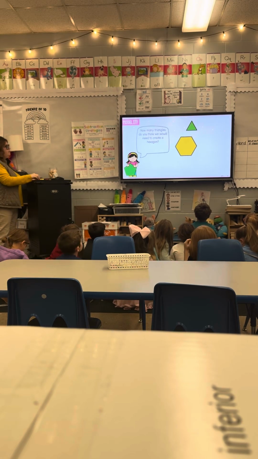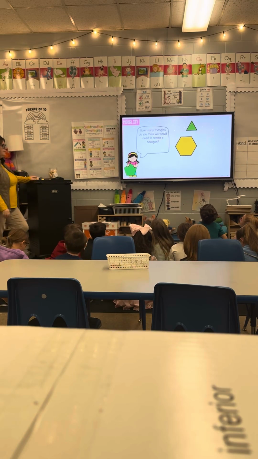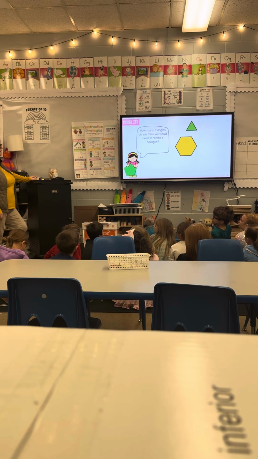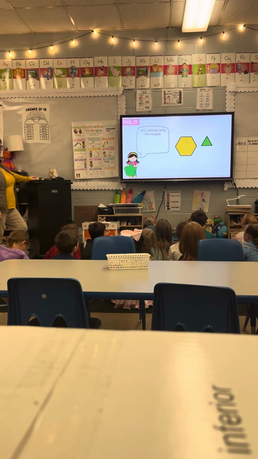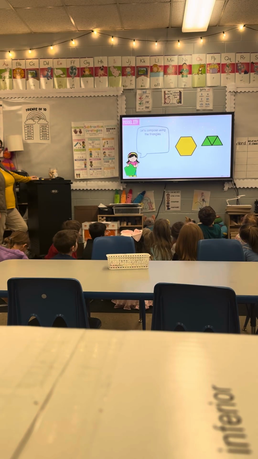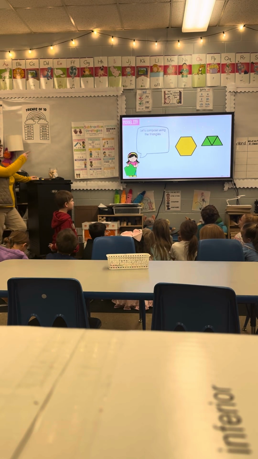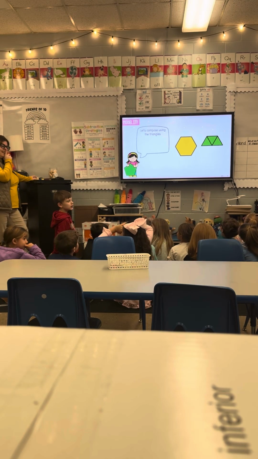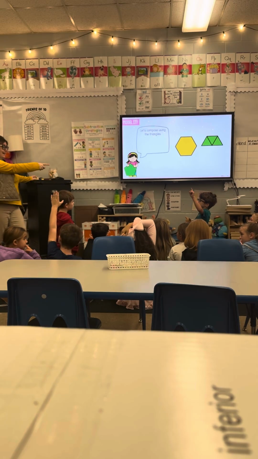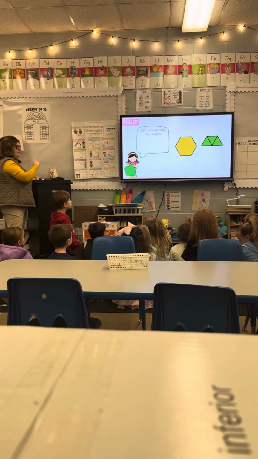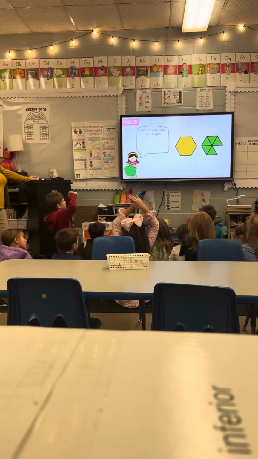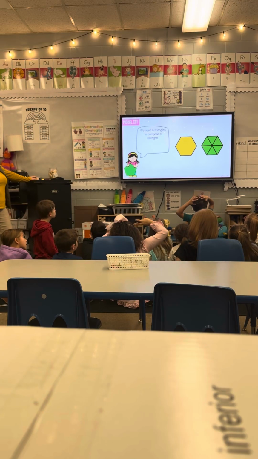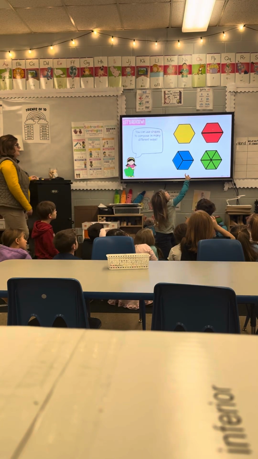So how many triangles do you think we need to create a hexagon? 4. 5. Well, let's see. 1, 2, 3, 4. What did those 3 triangles make? A trapezoid. So now we're going to do, how many more you think? So we got 3. 1, 2, 3, 4, 5, 6. 2 trapezoids. So 6 triangles. I never knew that shapes can make a trapezoid.